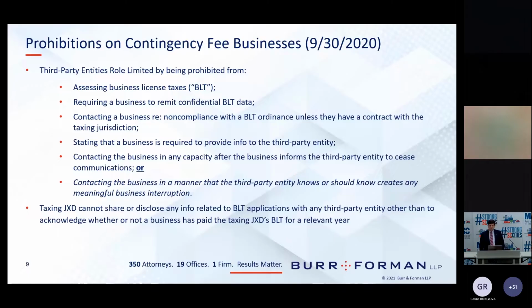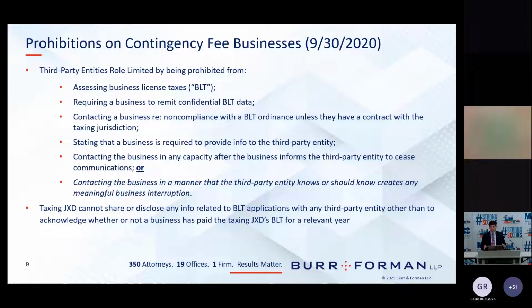All right, on September 30th, third-party entities on a contingency fee basis are prohibited from doing certain activities. They can't assess business license taxes. A business is not required to give out confidential information. They can't contact you if you tell them to stop, which is important. And they can't say that, hey, you're required to give me this information. And I highlighted the last point about contacting the business in a manner that a third-party entity knows or should know would create any meaningful business interruption.